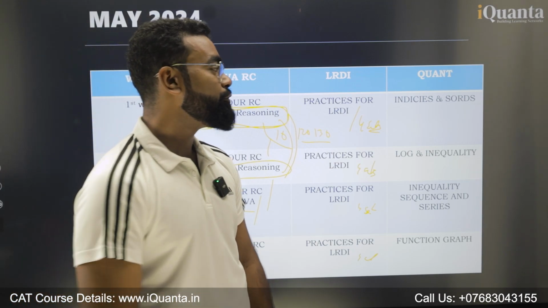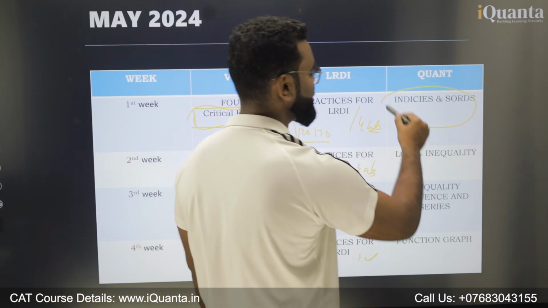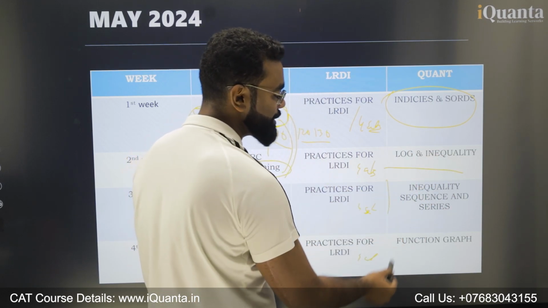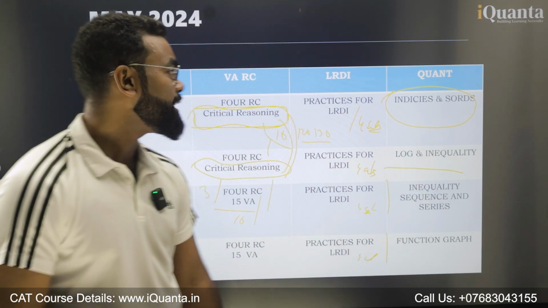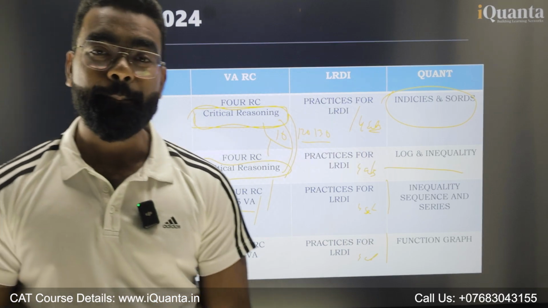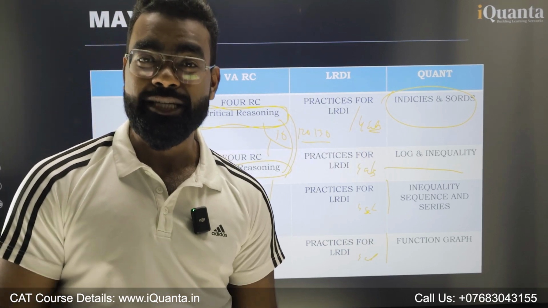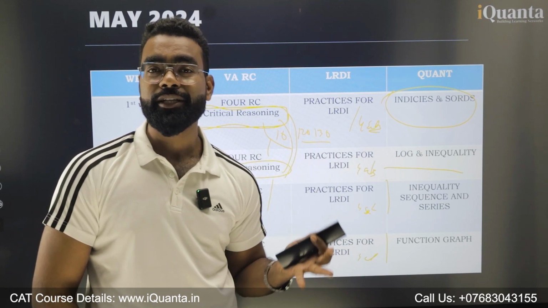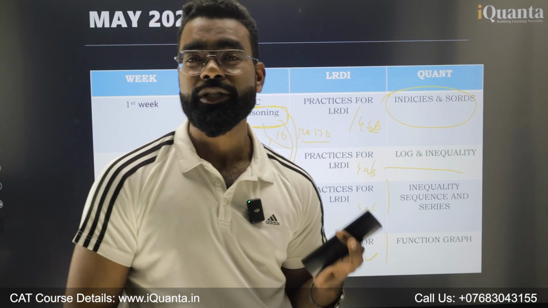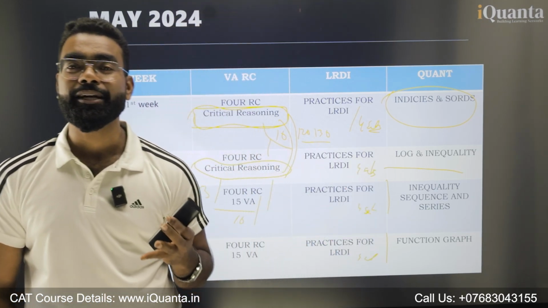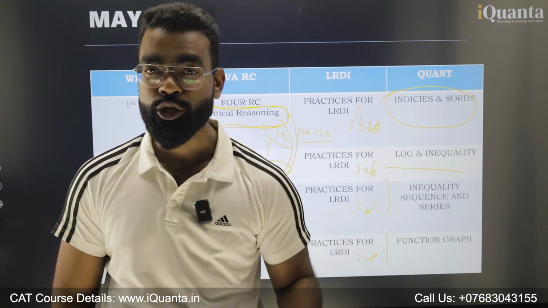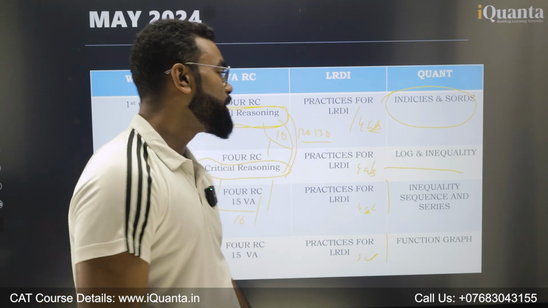In case of quant, we start with indices and surds, because that is the section where you get questions on log. Next is inequality, then sequence and series, then function and graph. And in this month, which is May, we are completing algebra. So think about it, in 3 months, March, April, May, we have covered the 2 major sections which contribute around 70 to 75% of the CAT quant syllabus. We are completing them in 3 months. And these 3 months are very crucial for you if you're starting from March.